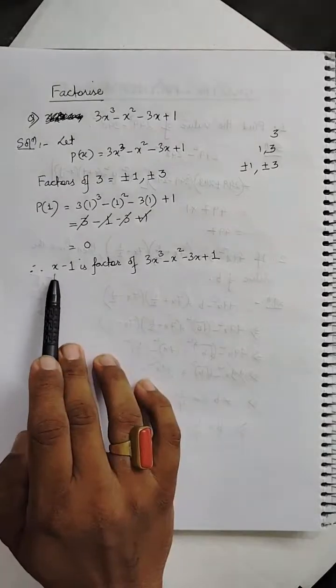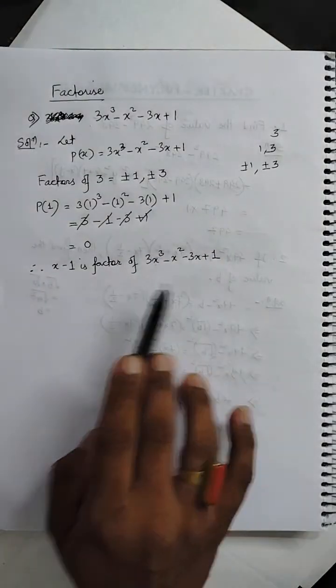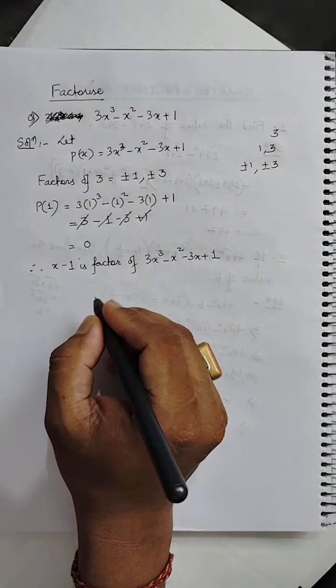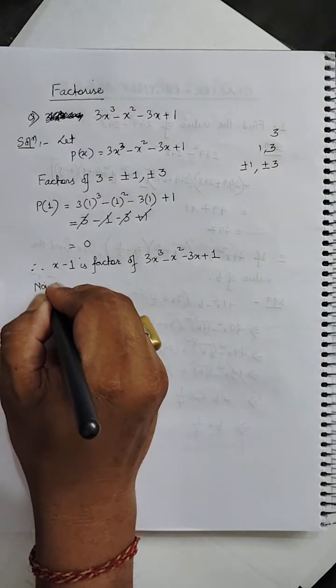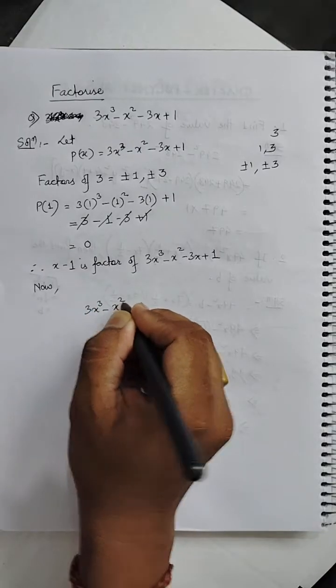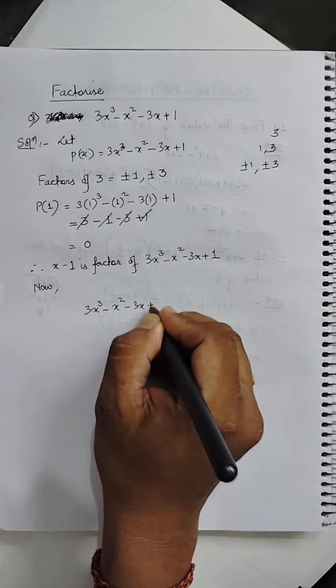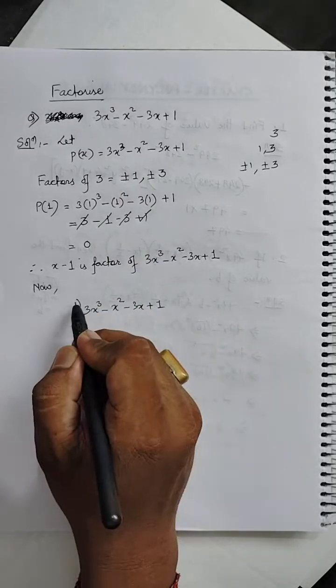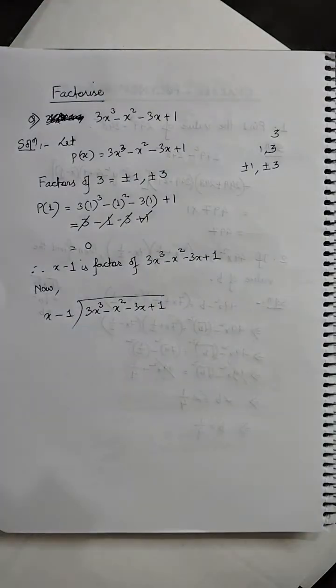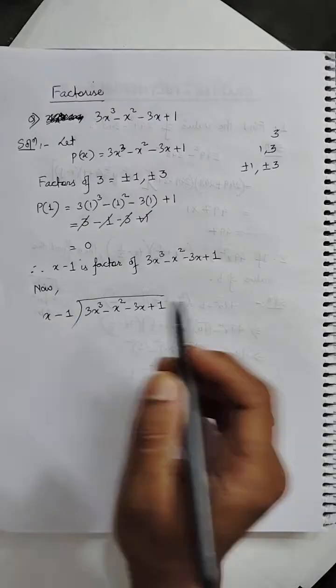So since this is a factor of this polynomial, no, we can divide them and we will get the remainder 0. That we can be very sure. So let us divide 3x cube minus x squared minus 3x and plus 1 divided by x minus 1. So let's start the division.